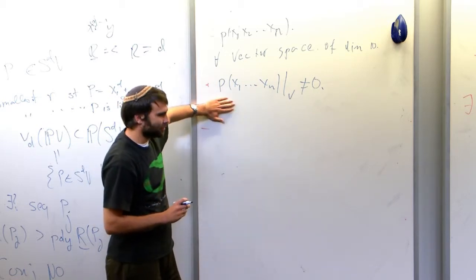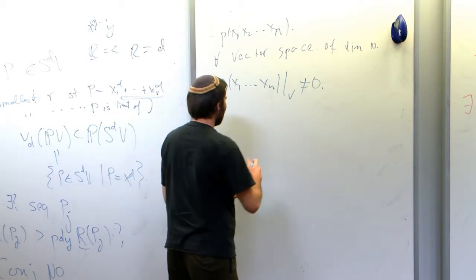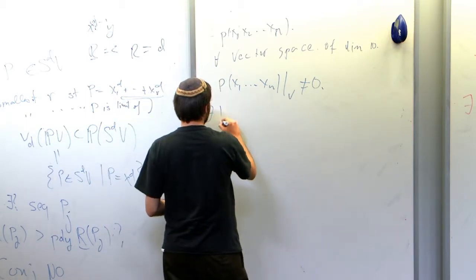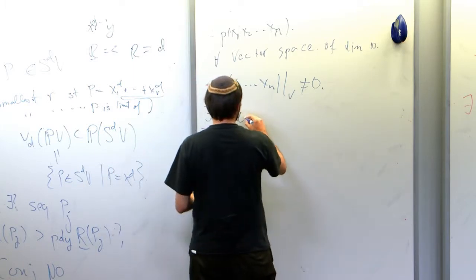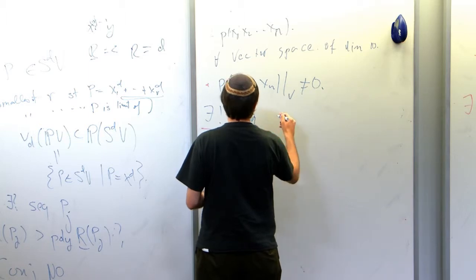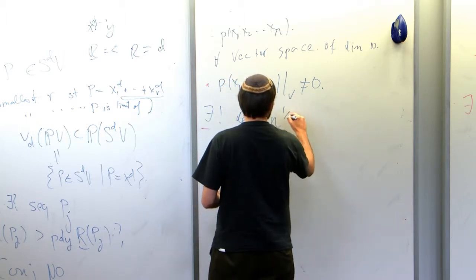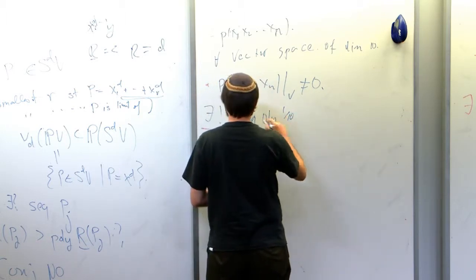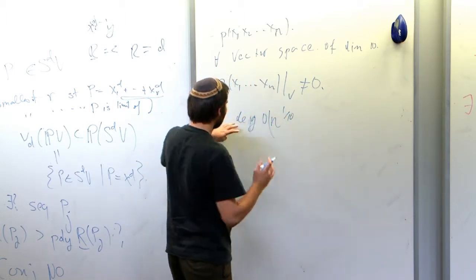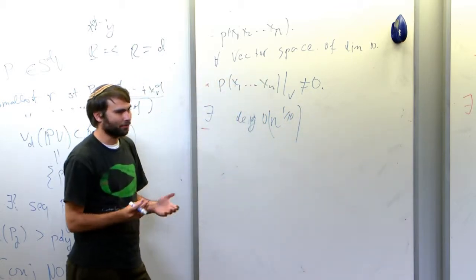By a dimension argument, one can show that there exists such a polynomial. One can show that there exists such a polynomial of degree n to the 1 over 10. He just says it exists. Yes, a generic polynomial will have this property.